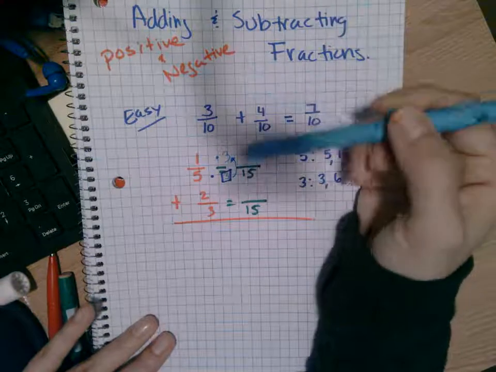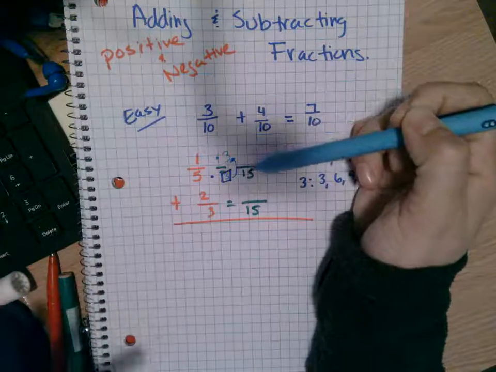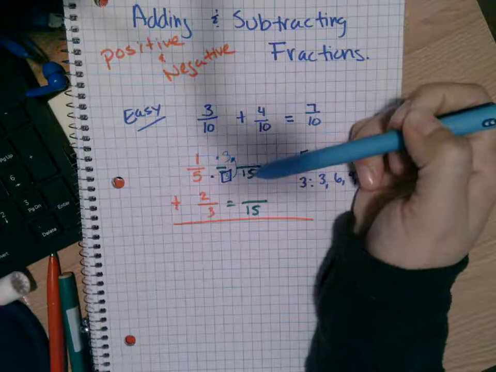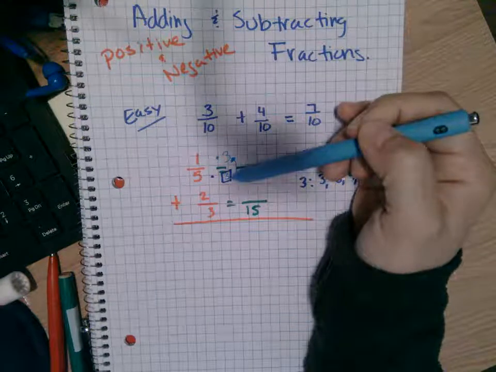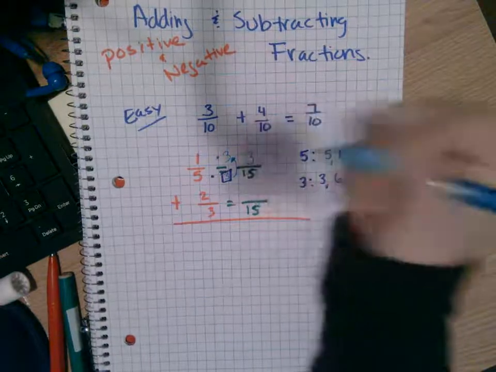What kids will do is they'll just take this 1 and put it over here, and that makes Miss O'Malley so mad. So mad. So whatever number you get down here, you got to multiply on the top. So 1 times 3 is 3.